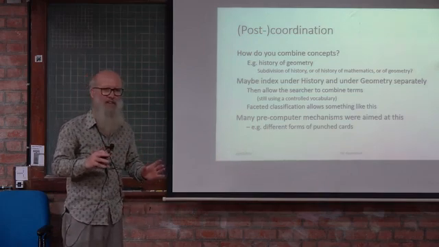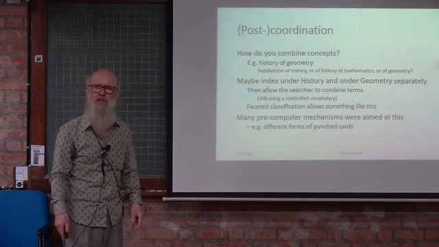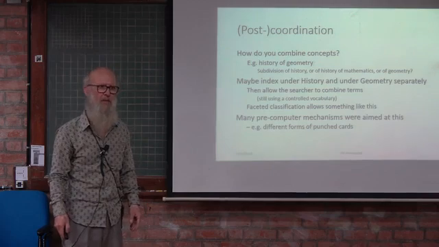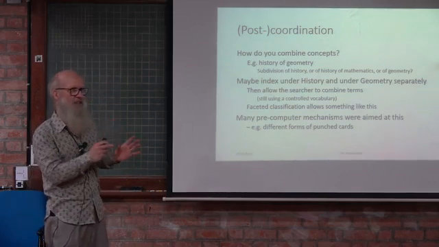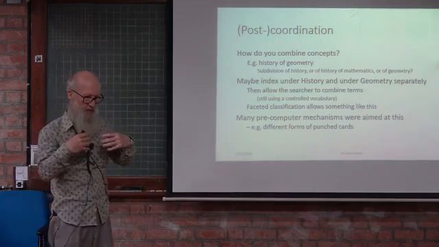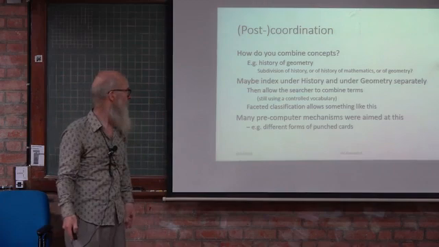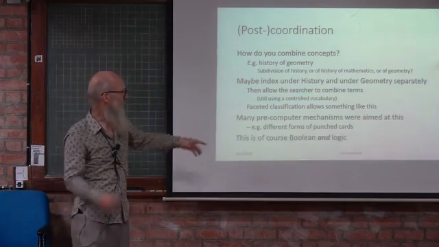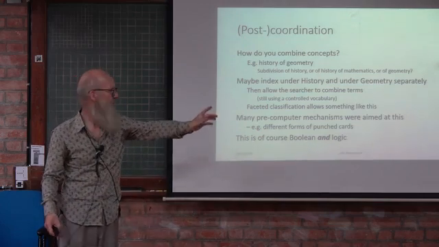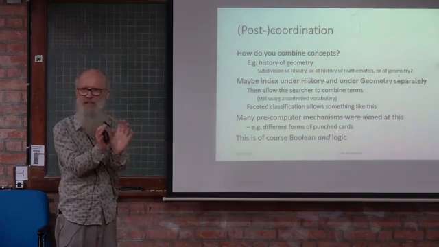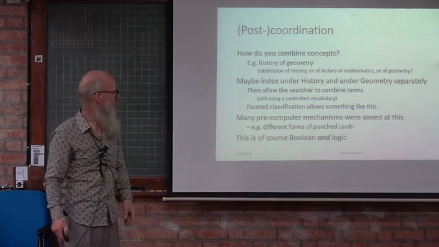There were different ideas about how you might use punch cards for information retrieval, and some of them had been implemented, again, mostly in the high-tech companies of the time, the chemical industry, for example. One of the stimulating ideas in that direction was to allow this combination of concepts. Nowadays, we think of this combination as Boolean and logic. That is, you've got a set of things under history and a set of things under geometry, and you want the intersection of those two sets, which is the Boolean and. Come back to Boolean stuff in a minute.